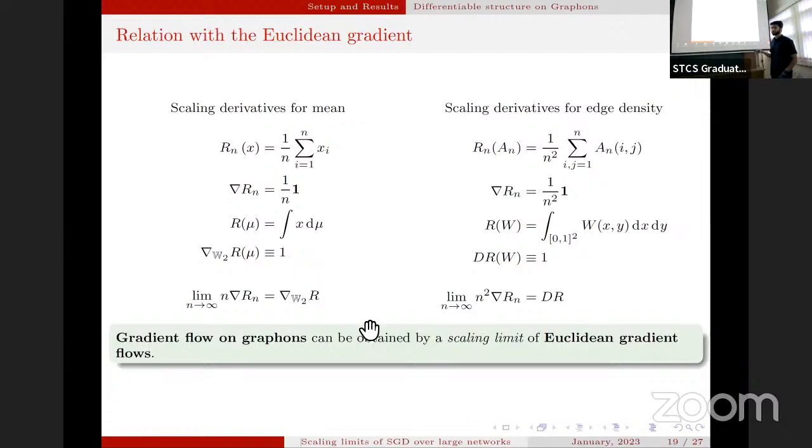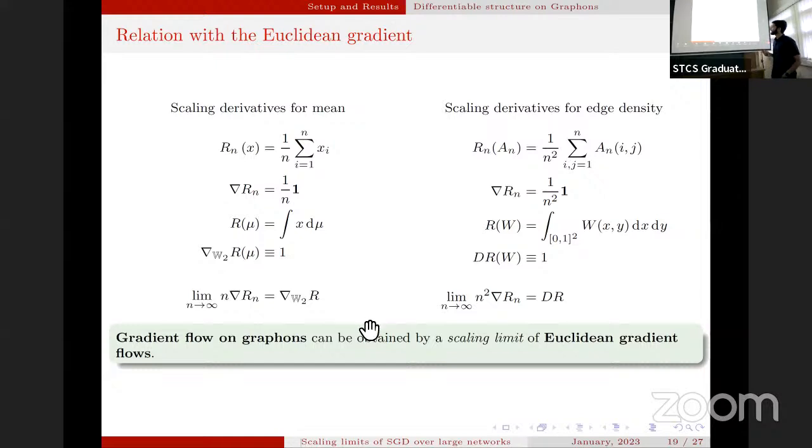Everything that I spoke about in the past 10 minutes or so is in the infinite dimensional sense, right? How is it even related to our Euclidean algorithms? This is very similar to how the Wasserstein gradient is related to the Euclidean gradient. Let me say how that is. Consider the example Rn of x, which just computes the mean of the n particles. Its Euclidean gradient, because it is normalized by 1 over n, will be the all ones vector times 1 over n. 1 over n is the mass of every particle.